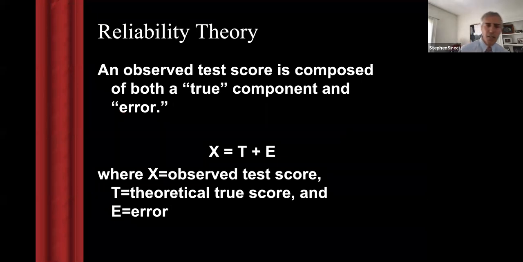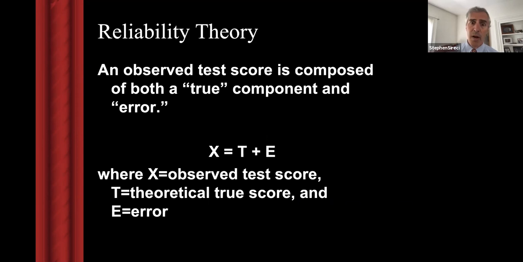To give you just a little bit of theory, we've got a simple arithmetic equation here: X equals T plus E. X is the test score for a student. That's what we observe. T is the true score for the student. We know that the test is not going to give us the true score, the actual performance of the student, because there's some error. Maybe there were some test questions that the student misread or mismarked.